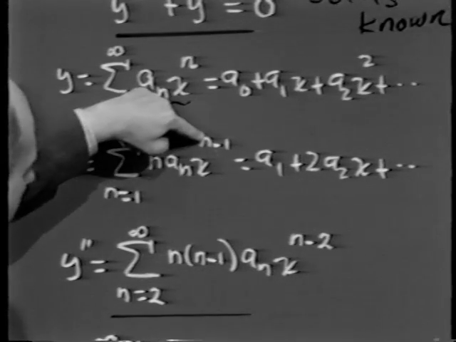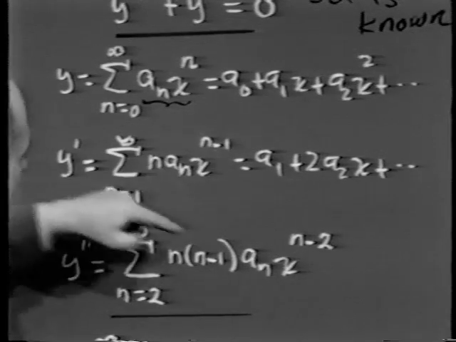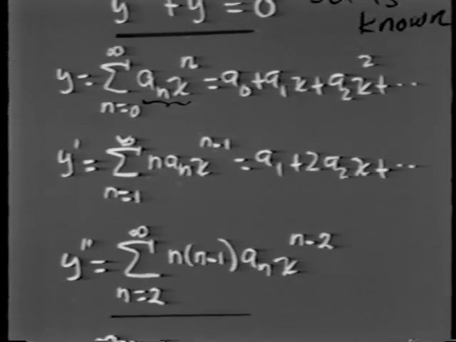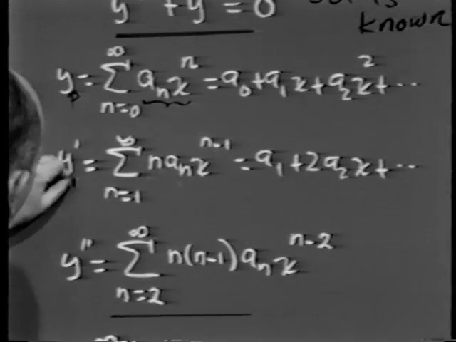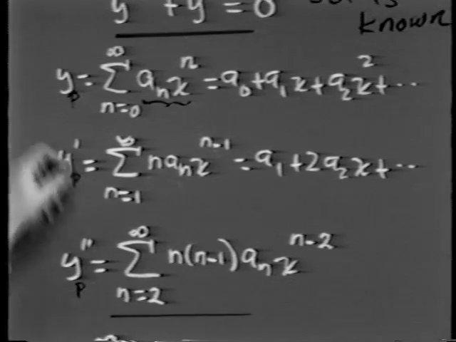That's n times n minus 1 times a sub n times x to the n minus 2. And now my sum goes from 2 to infinity. That's what I've written over here. Now I'm trying to find out what the a's are equal to. I could actually call these y sub p. See, I'm looking for a particular solution, perhaps. Or not particular in the sense of a solution, but this is a trial.